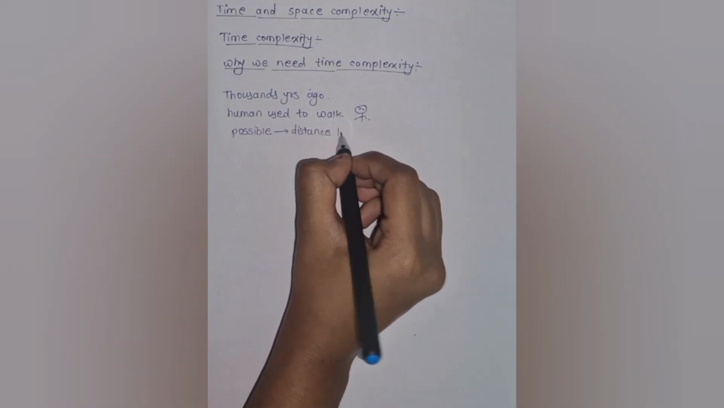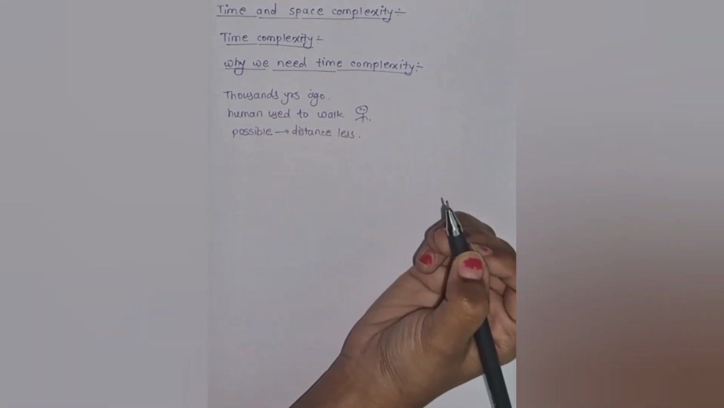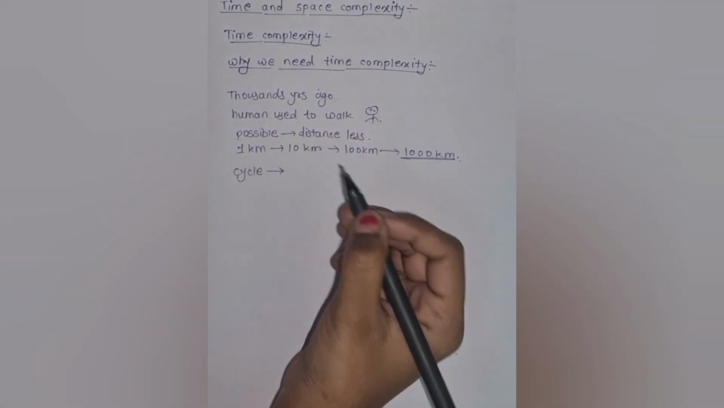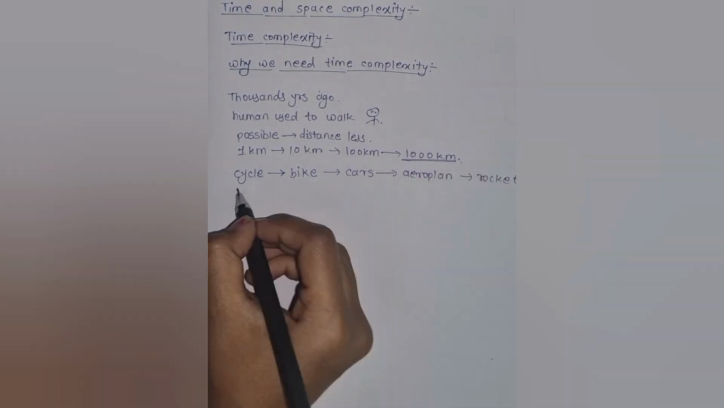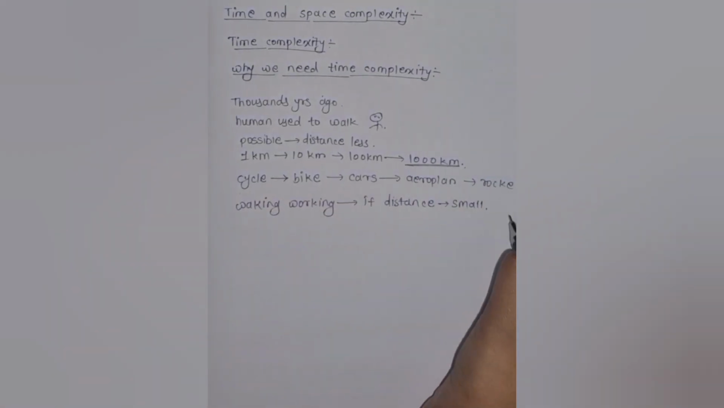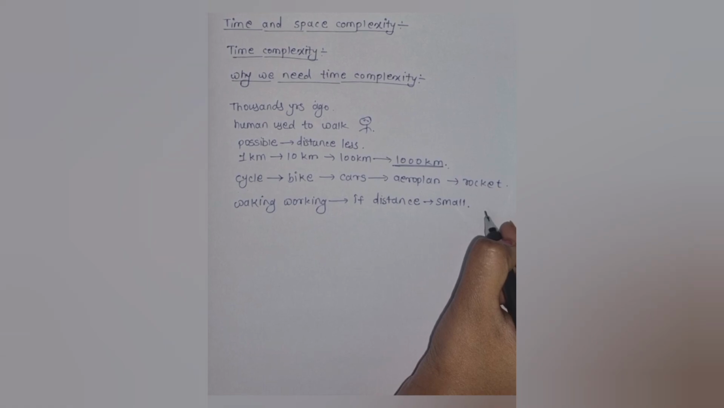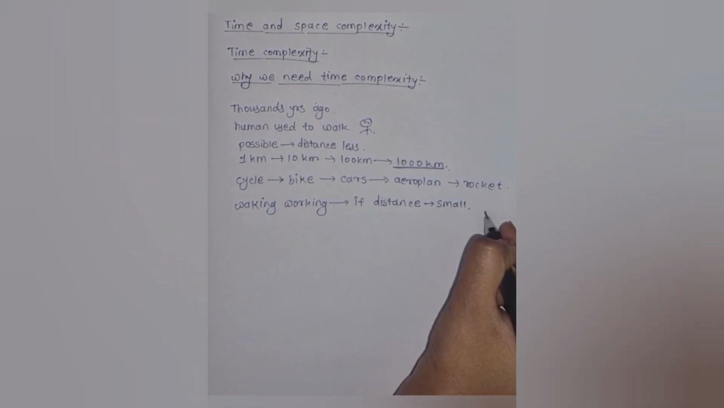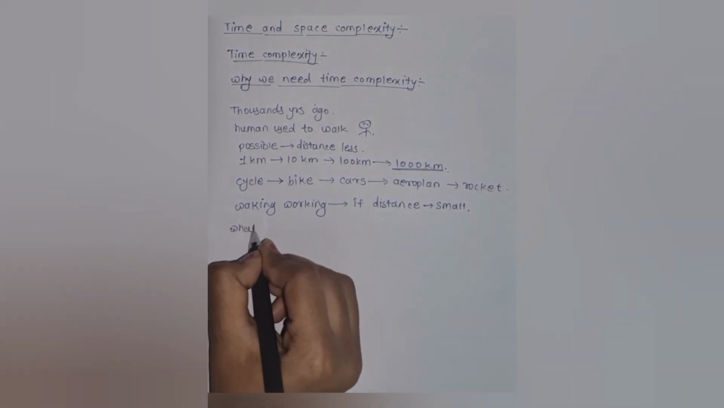So what happened? We invented a cycle. Cycle was faster than walking. Then came motorcycles, then cars, aeroplanes, rockets. Why did this evolution happen? Not because walking was strong, but because as the distance increased, the time taken to travel also increased, and we needed something more efficient. This is exactly the idea behind time complexity. So let's dive into what time complexity is.